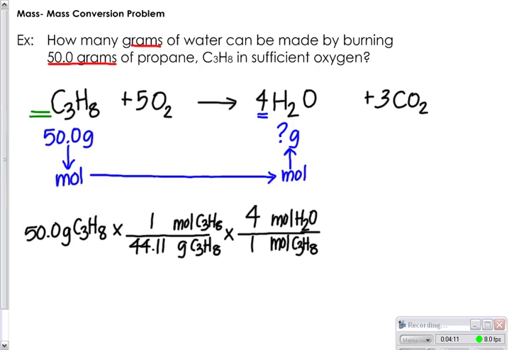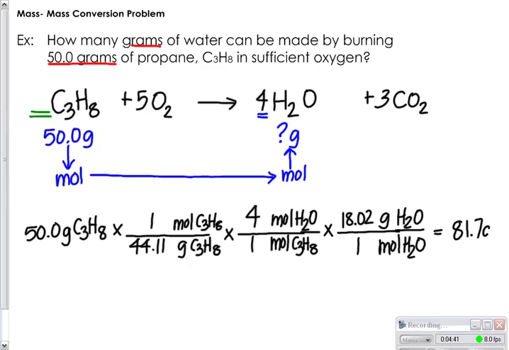From that step, our last conversion is to convert from moles of H2O to grams of H2O. And we know that 1 mole has 18.02 grams based on our masses on the periodic table. Now you just use your calculator to do the math. Our answer can only have 3 significant digits, so we should write 81.7 grams of H2O. And that's how you do a mass-mass stoichiometry problem.